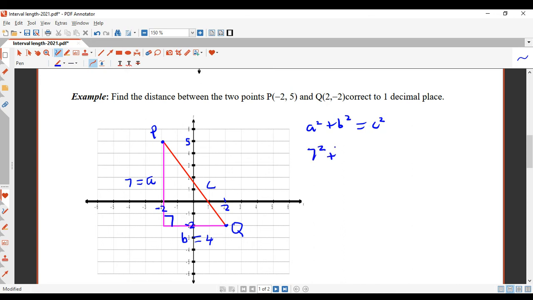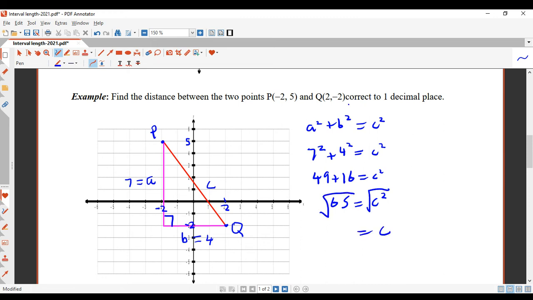Okay, so writing down A squared plus B squared equals C squared, you're going to get 7 squared plus 4 squared is equal to C squared. Now put that into your calculator. Obviously 49 plus 16 is what you get there, and that's going to give you 65 is equal to C squared. So you're going to square root both sides.